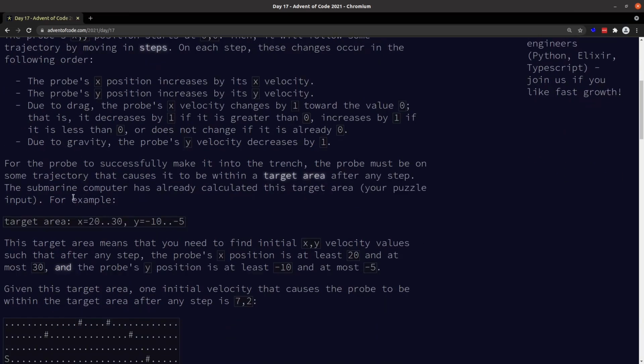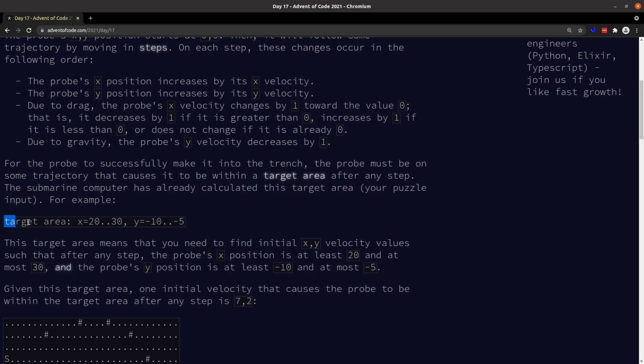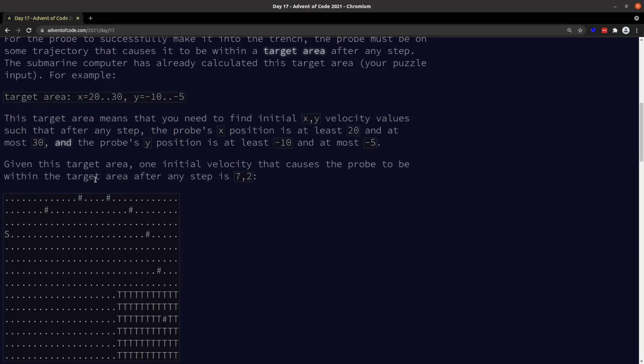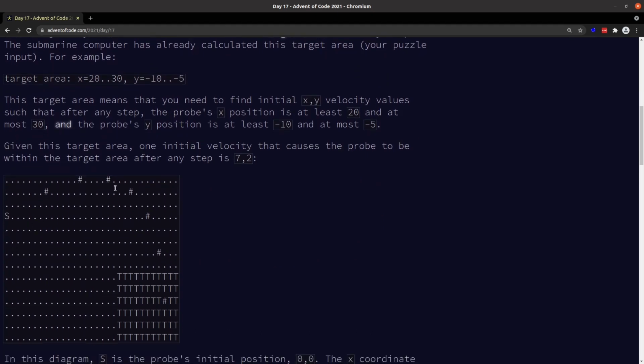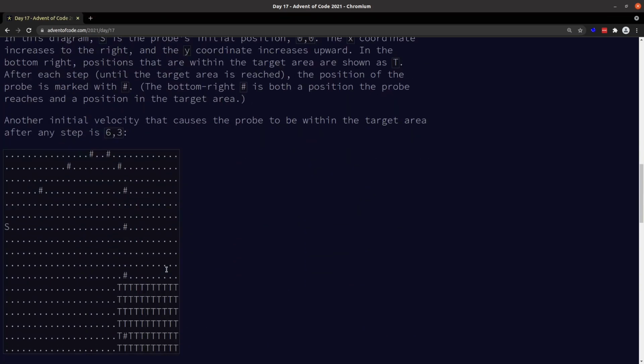So then I'm going to be given this target area to shoot for. And in the example, it's 20 to 30. My puzzle input will be bigger, I'm guessing. And basically, I have to try to shoot, figure out which velocities land in the target area. And so they show a bunch of examples.